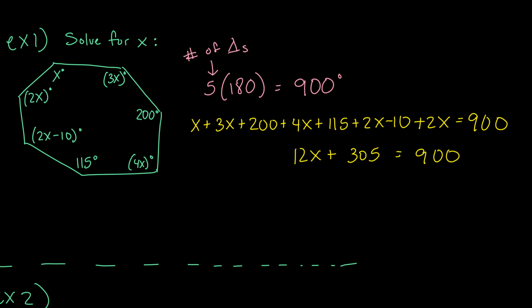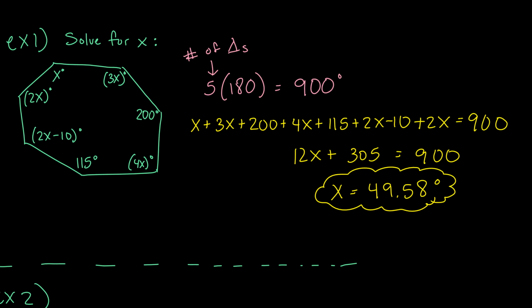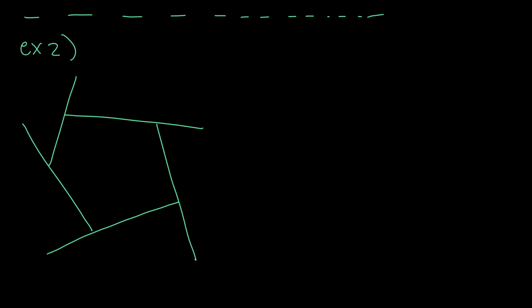All right, what did you guys get for x? Let's see, should I call on one of the 6 left? I think I should. Steven, what did you get? 49.58 what? Degrees. Any questions on that problem? All right. Now on to number 2. And I would like for you to solve for x.